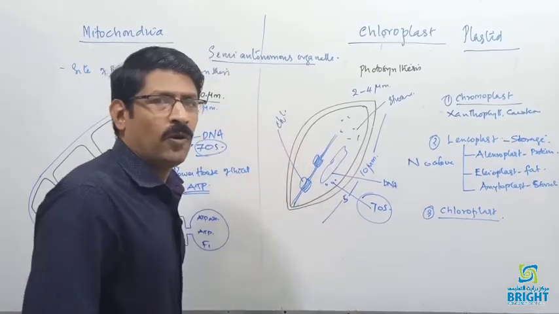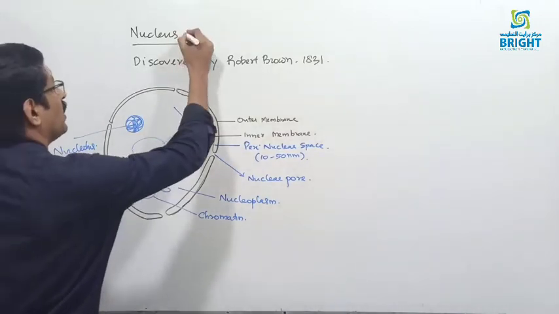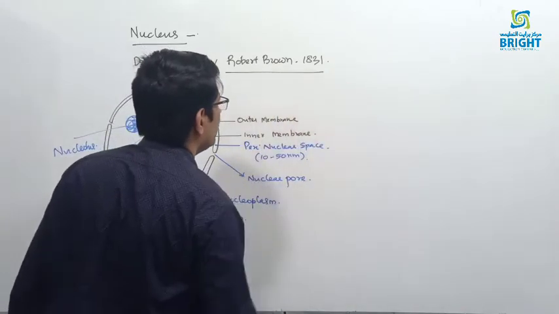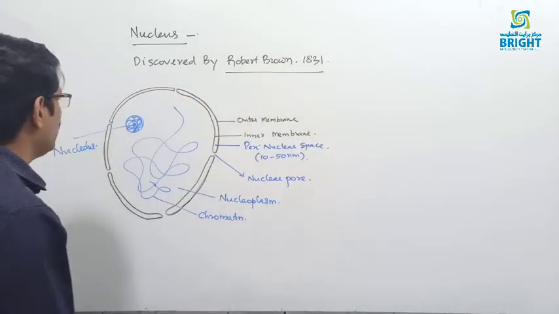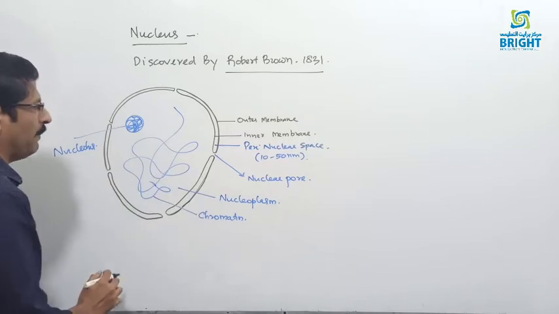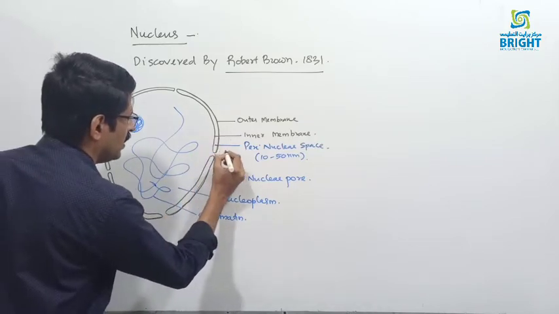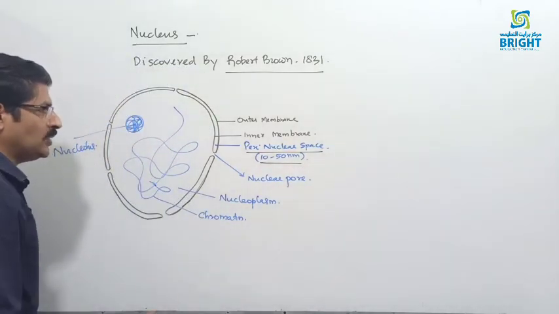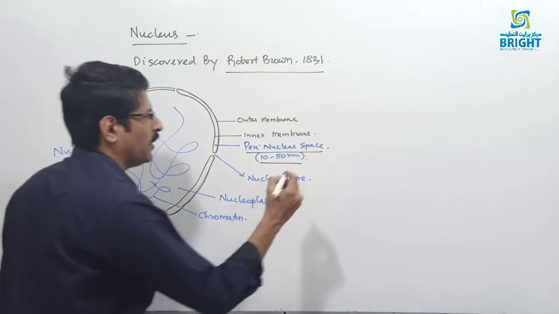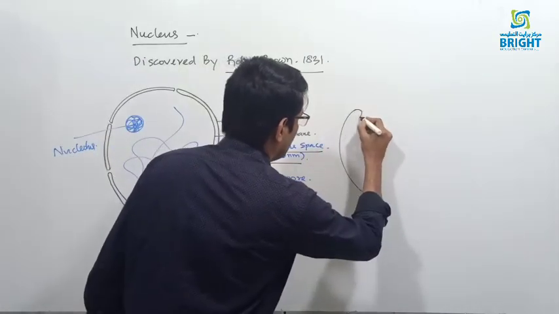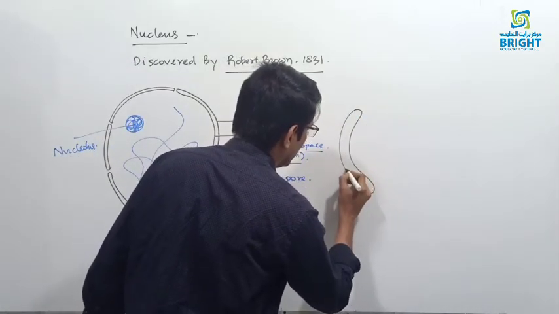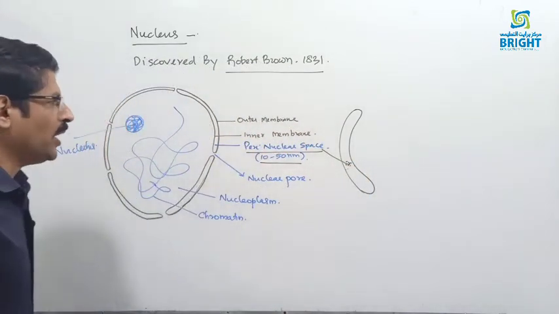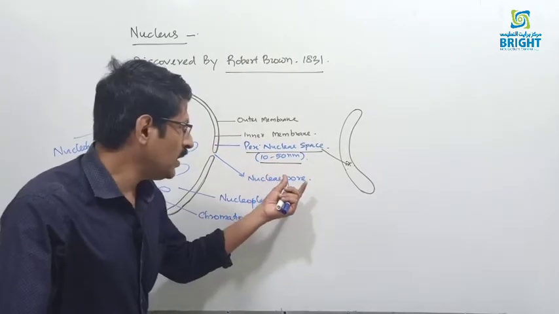and also the nucleus. The nucleus is the controlling unit or center of the cell. The nucleus was discovered by Robert Brown in 1831. A nucleus has an outer and inner membrane, and in between the membranes there is a perinuclear space of 10 to 50 nanometer. There is an outer membrane and an inner membrane, and in between them there is a space called the perinuclear space, which is 10 to 50 nanometer.